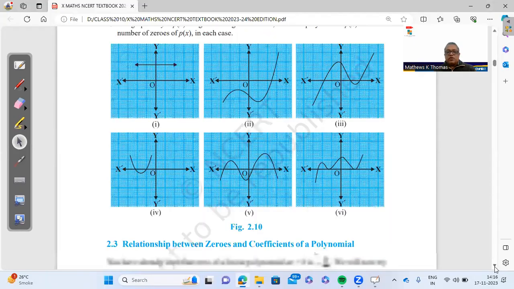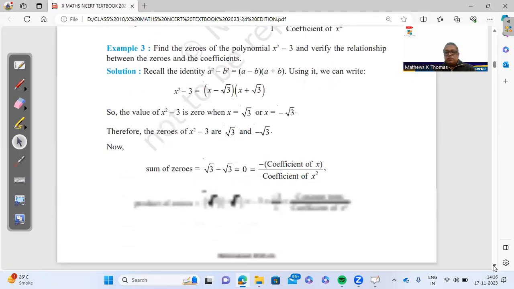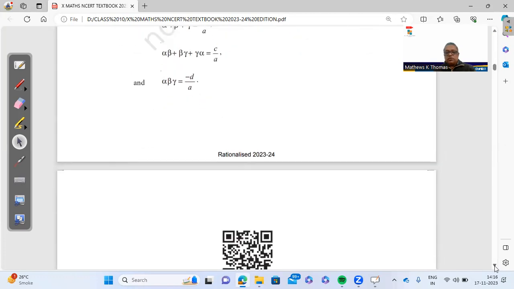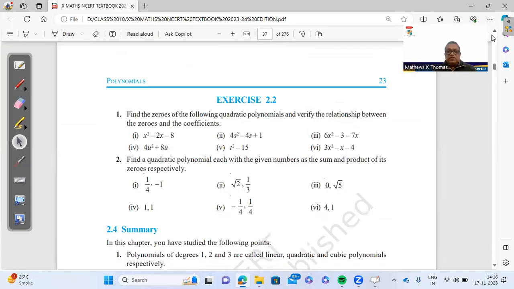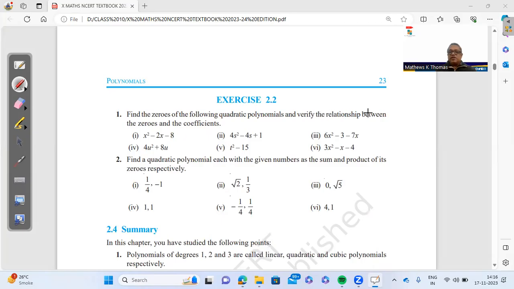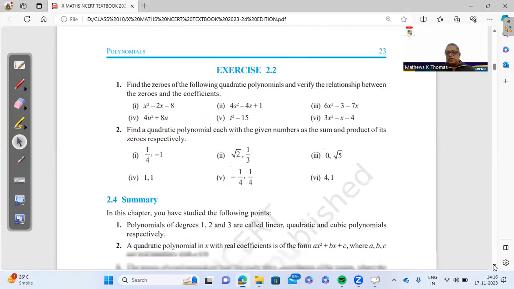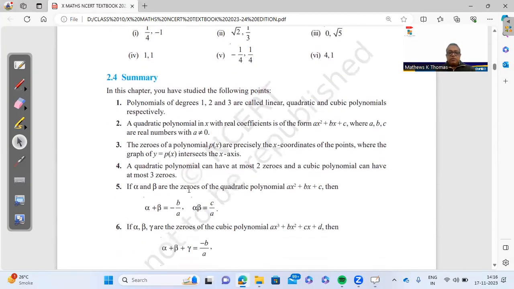So let me take out the second exercise. So here we are having the second exercise. In the second exercise, we have this question: find the zeros of the polynomial and verify the relation between zeros and coefficients. So here I am going to use this formula, alpha plus beta, that is sum of zeros, is minus b by a, this formula, and alpha beta is c by a.